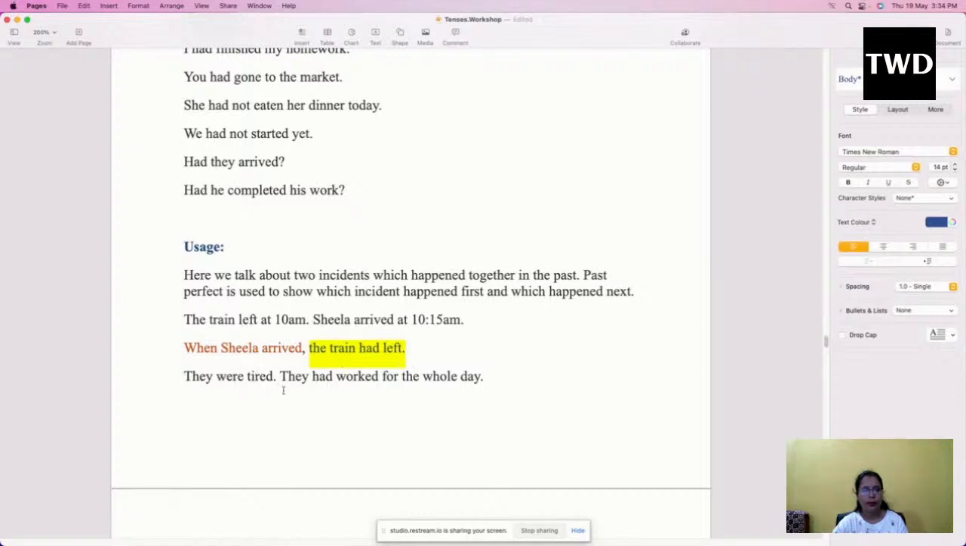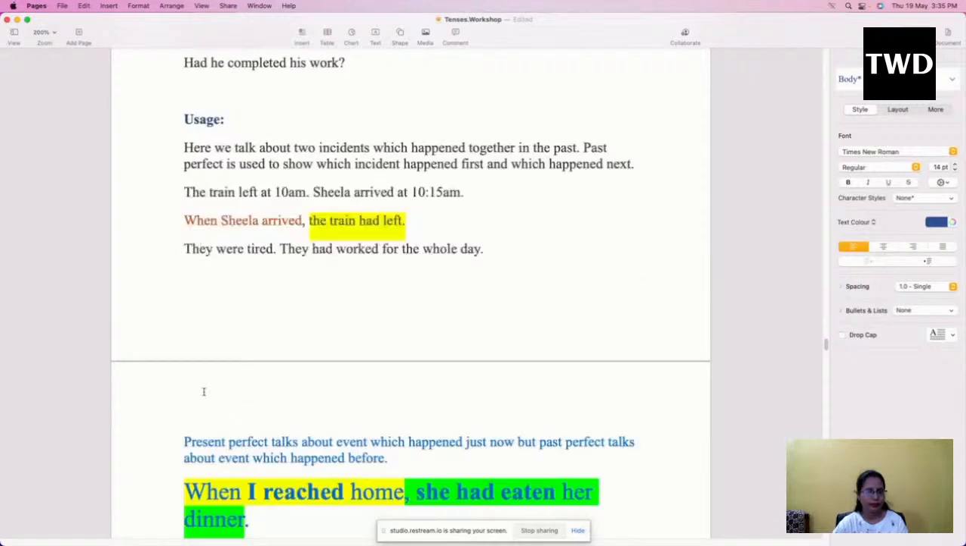They were tired. Simple past. They had worked for the whole day. Here I have got two sentences, but then we can just join it also. They were tired as they had worked for the whole day. Okay, so why were they tired? Because they worked for the whole day. So first of all they worked and then they got tired.